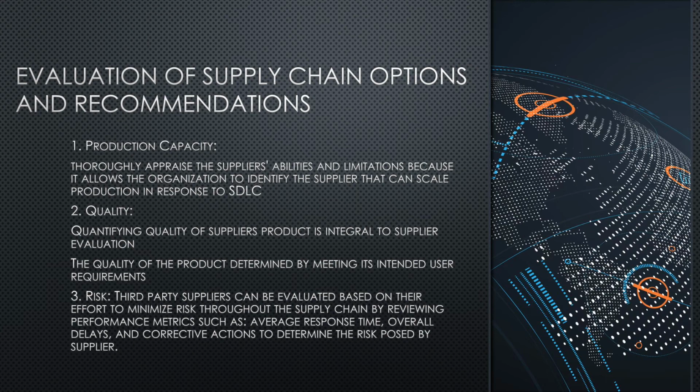Risks. The third-party suppliers can be evaluated based on their effort to minimize risks throughout the supply chain by reviewing performance metrics such as average response time, overall delays, and corrective actions to determine the risks posed by the supplier.